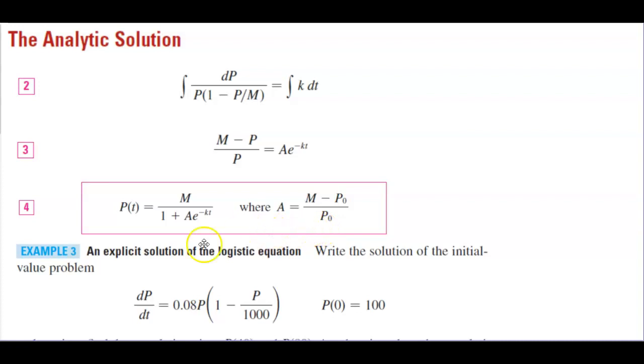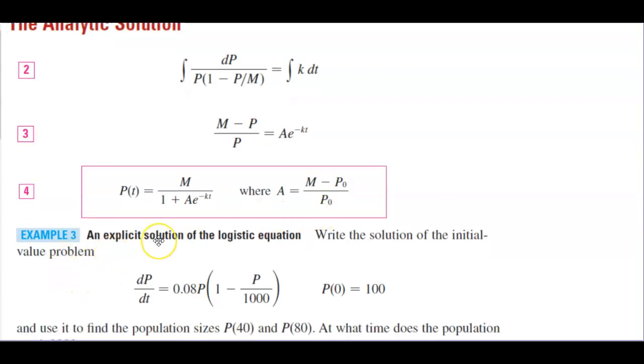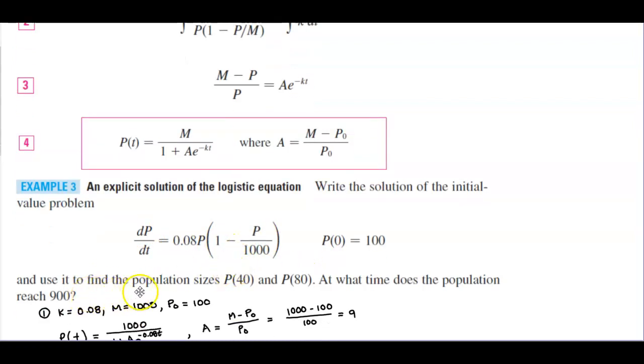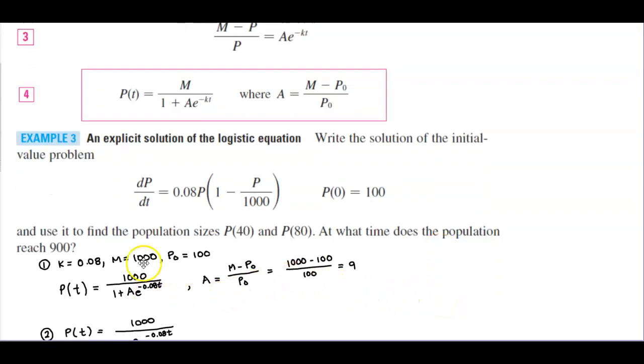Now in example 3, an explicit solution of the logistic equation, we want to write the solution of the initial value problem from our previous example. And we want to use it to find the population sizes p of 40 and p of 80. And at what time does the population reach 900? So we're going to use equation 4. The important information that we have is that k, the constant, is equal to 0.08. We know the carrying capacity m is 1,000 and the initial population is 100.